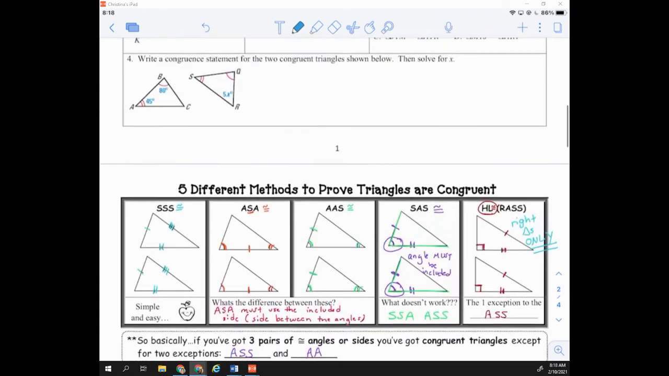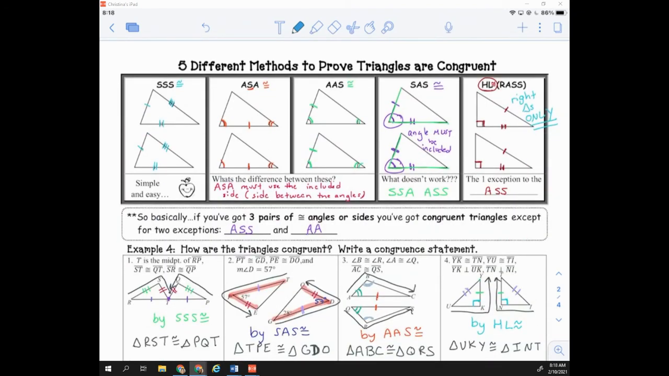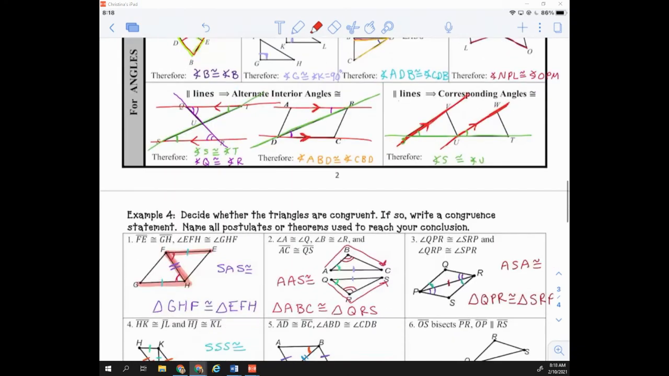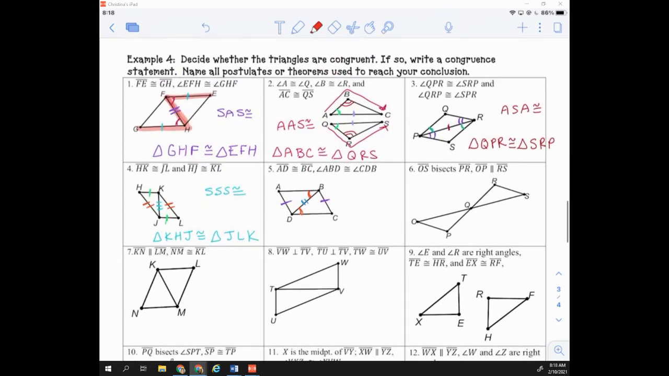Let's look at our conjectures. If we have two sides and an angle, the only way that works is if it's side, angle, side, if the angle is sandwiched between the pairs of congruent sides. But when we look at this, the congruent angle is not sandwiched between. Sandwiched between would be that angle up there, and that's not the one that is marked congruent. So all we know here is angle, side, side.